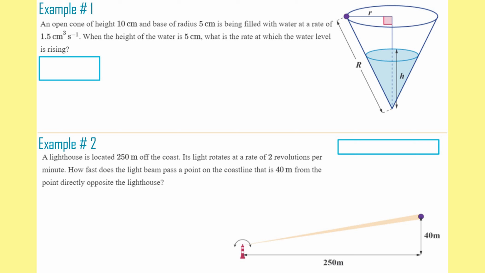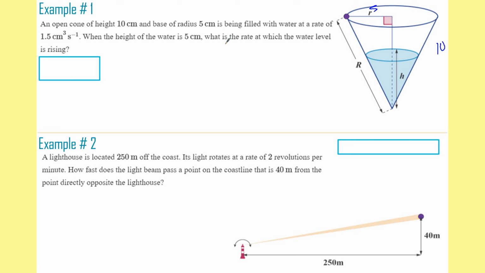Okay, so starting with example 1, we understand that the height of the entire cone is 10. We know that the radius is 5, that's of the original, the actual full size. And it's being filled at a rate of 1.5 cubic centimeters per second. When the height of the water is 5 centimeters, what is the rate at which the water level is changing?